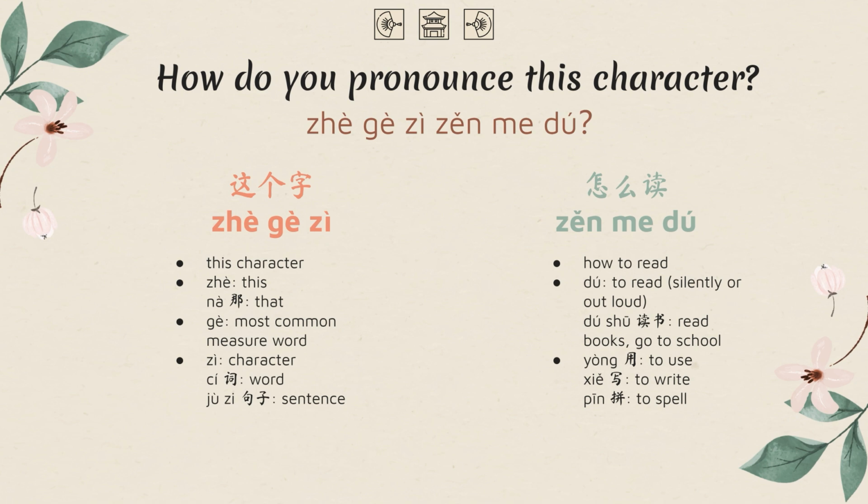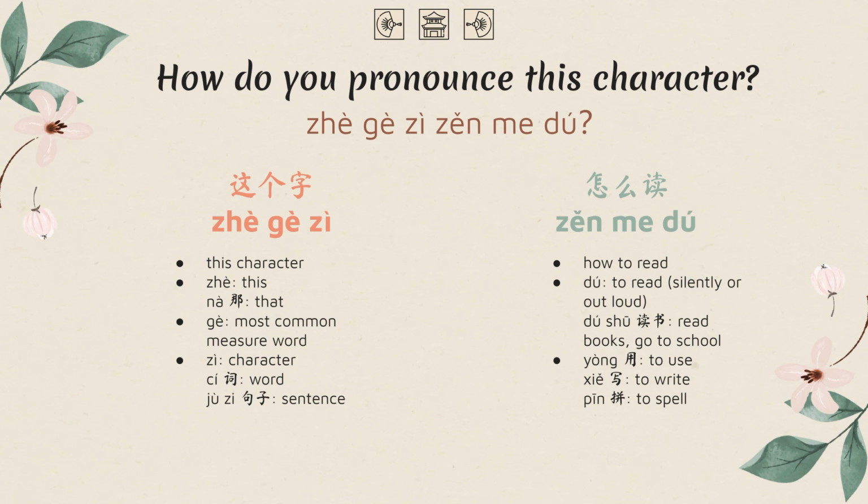Just like the previous sentences, 用中文怎么说, 这个字怎么读, you can also change the word order. 怎么读这个字. Or if you want to say, how do you pronounce this word? 怎么读这个词. How do you use this word? 怎么用这个词 or 这个词怎么用. So Chinese word orders are very flexible.